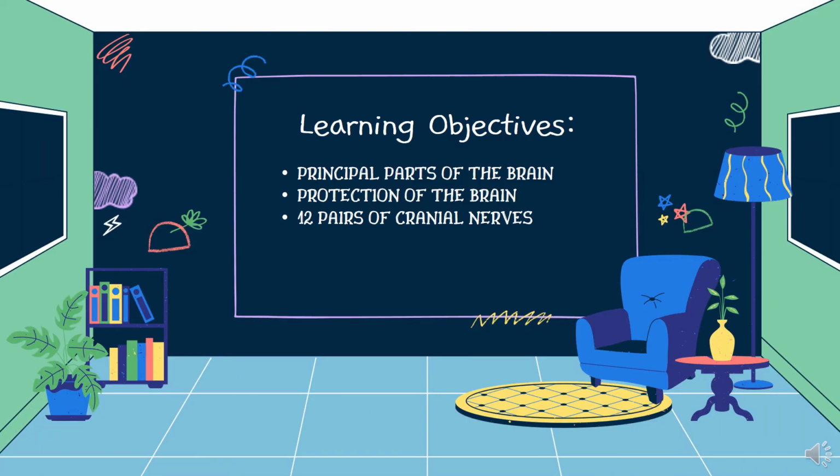Before I discuss the topic, let us first identify our learning objectives. First is to know the principal parts of the brain. Second is the protection of the brain, its main structures and functions. And lastly, the 12 pairs of cranial nerves.